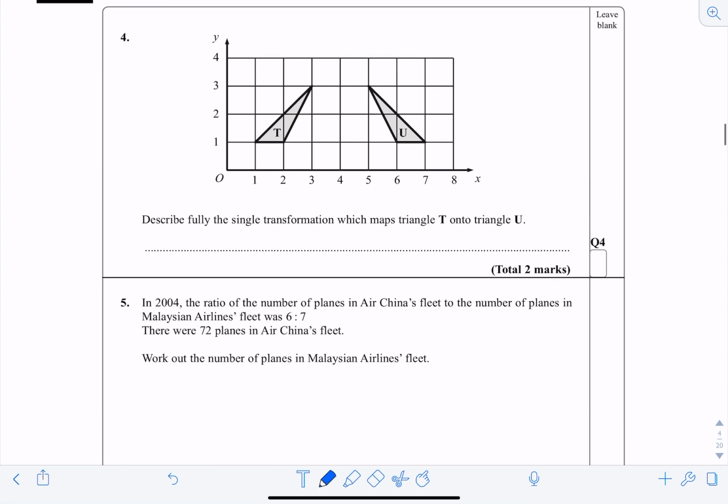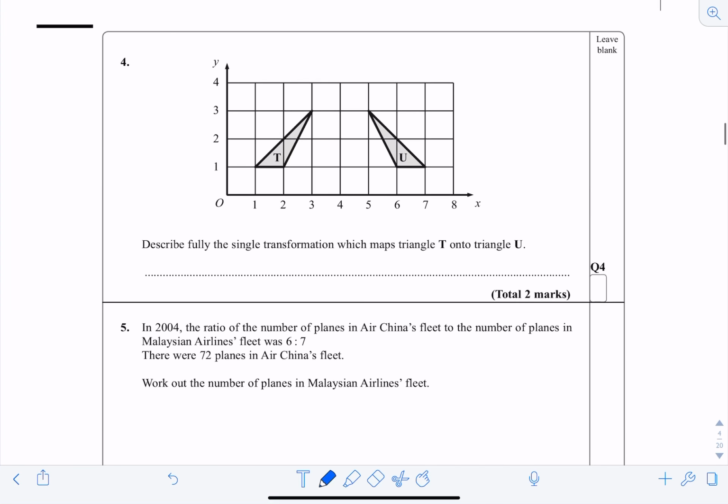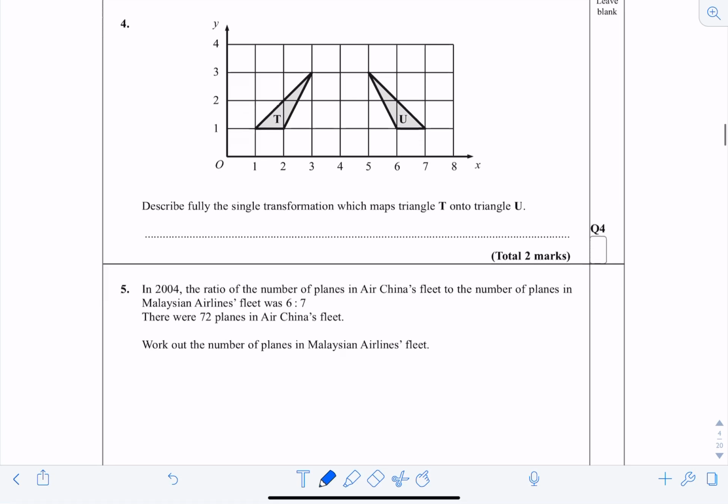Okay, next one. Describe fully the single transformation which maps triangle T onto triangle U. Well, I can see that it's a reflection down that line. This is quite an easy transformation question. I think the rotation ones are definitely the hardest.